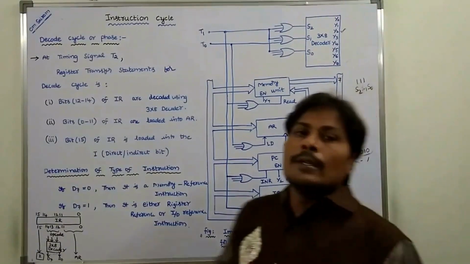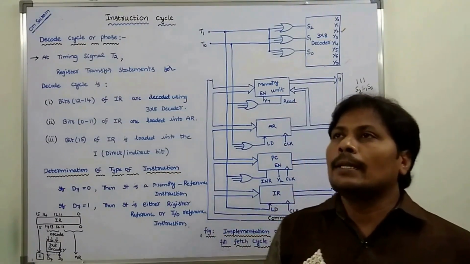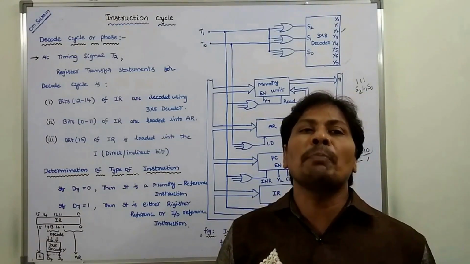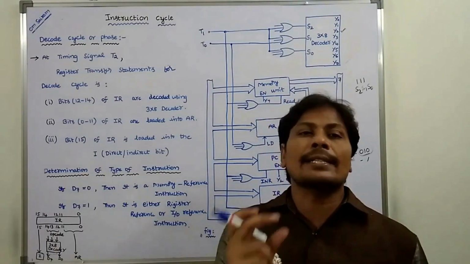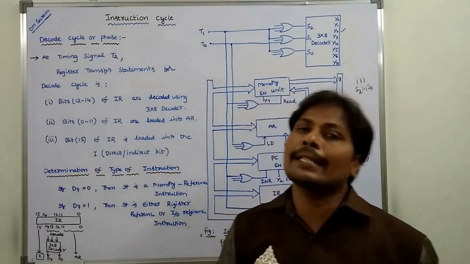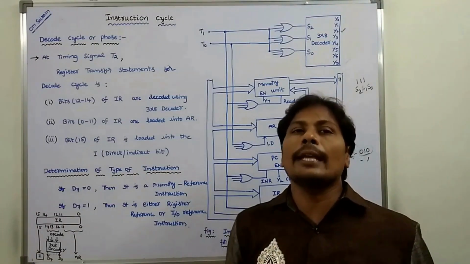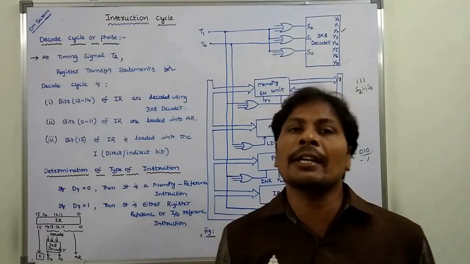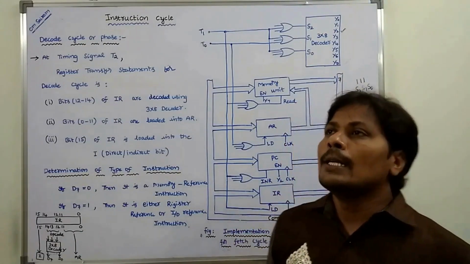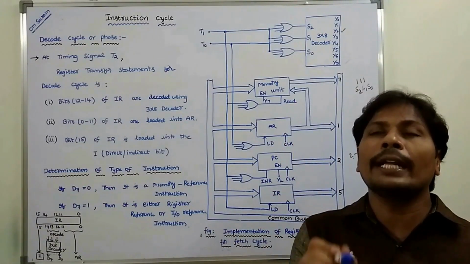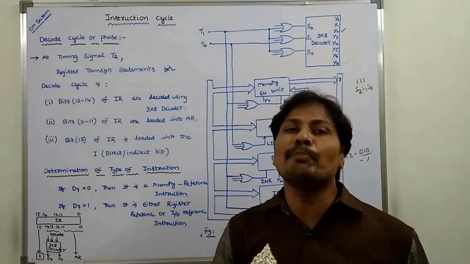Okay, so the next phase is the decode cycle, or decode phase. This decode phase is done at timing signal T2. The register transfer statements for the decode phase are: first, the currently executed instruction is transferred to the instruction register IR from the address register AR. So now the currently executed instruction is stored in the IR register in 16-bit format.